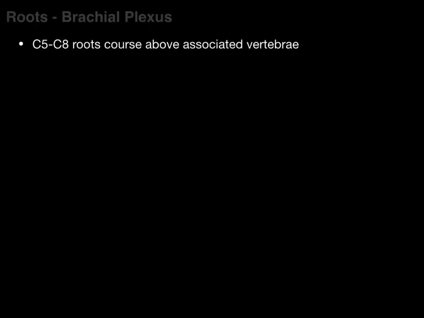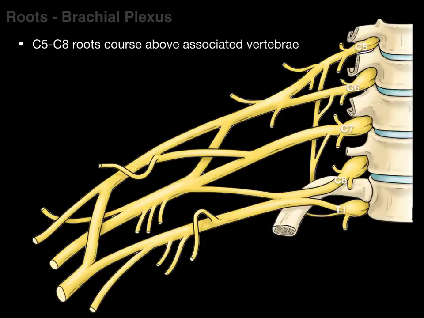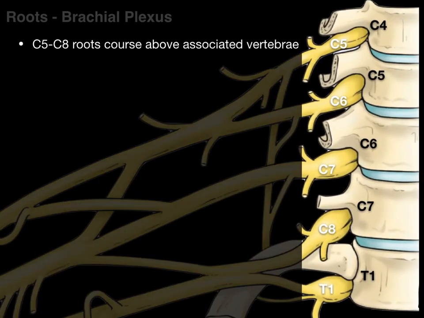Now, the C5 to C8 roots course above their associated vertebra. So there we have this picture, and there are the C5 to T1 spinal nerves, and there are the associated vertebrae. Let's zoom in a little bit and notice that there's the C5 nerve root coursing above the C5 vertebra, the C6 nerve root above the C6 vertebra, the C7 nerve above the C7 vertebra, and then there's this weird thing because we actually have 8 cervical spinal nerves and only 7 cervical vertebrae.